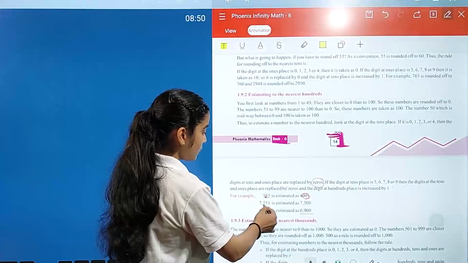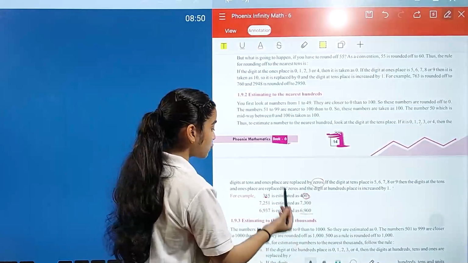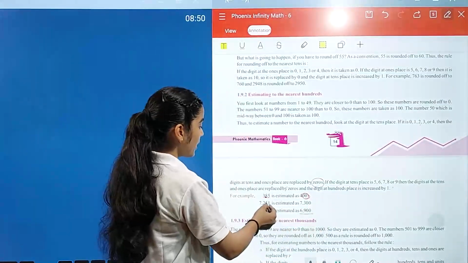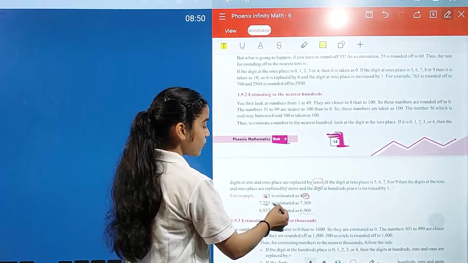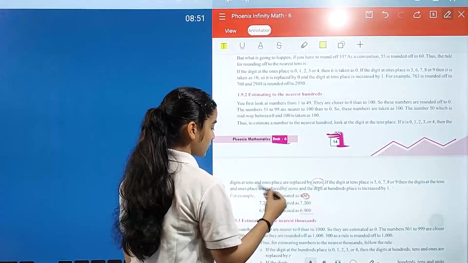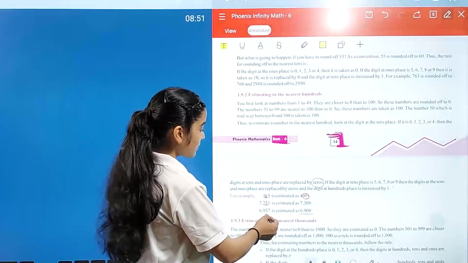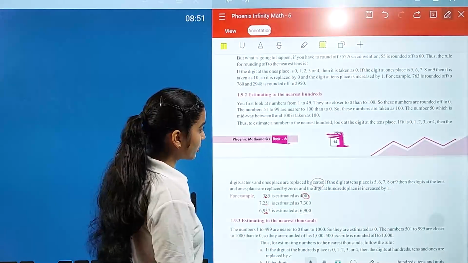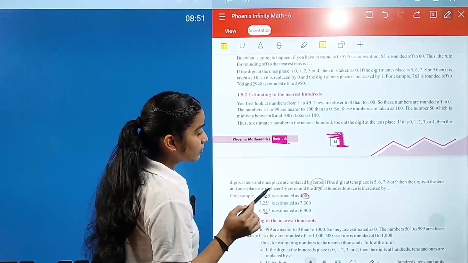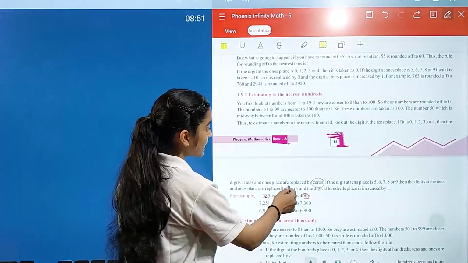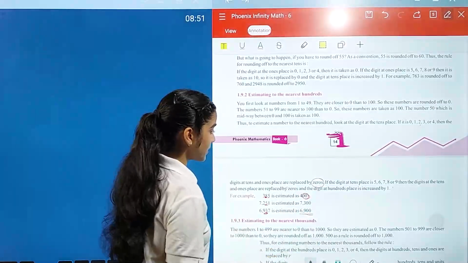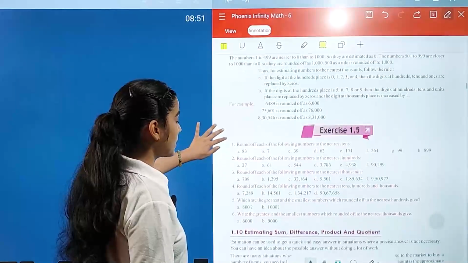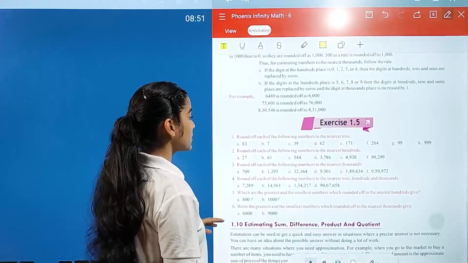Now 7251, we have to check the tens place. So here we have 5. And what is the rule for 5? We have to shift the hundreds up and change tens and ones to zeros. Next, 6937. Here we check the tens place, that is 3. According to the rule, if it's 0, 1, 2, 3 or 4, then the digits at tens and ones places are replaced by zeros. Okay. Now we have our exercise 1.5: round off each of the following numbers to the nearest 10.